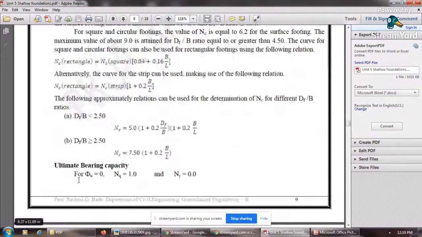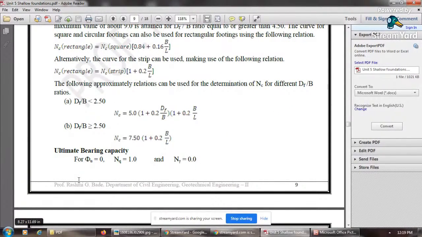The following approximate relations can be used for the determination of Nc for different Df upon B ratios. First case, Df upon B less than 2.5, then Nc equals 5 into 1 plus 0.2 Df upon B into 1 plus 0.2 B upon L. Second case, Df upon B greater than or equal to 2.5, Nc will be equal to 7.5 into 1 plus 0.2 B upon L.